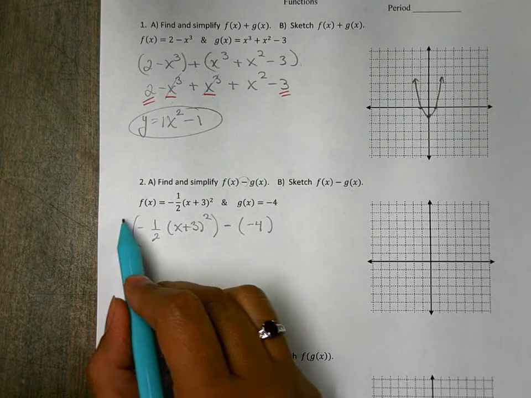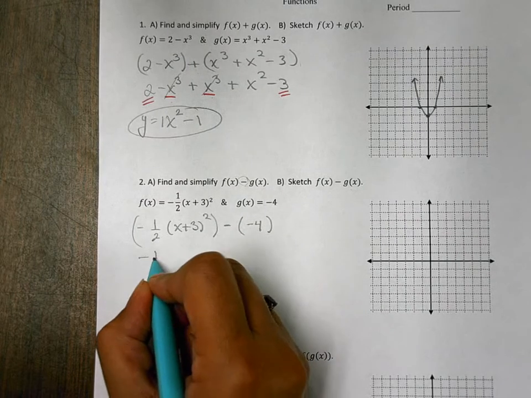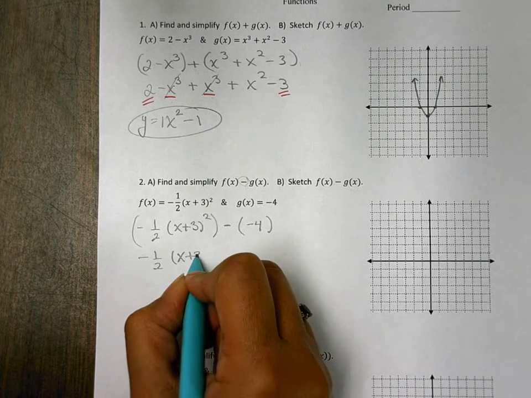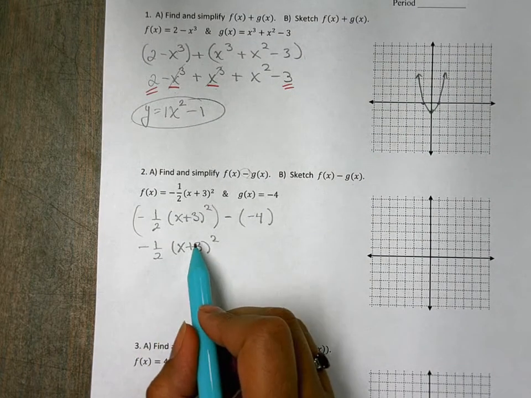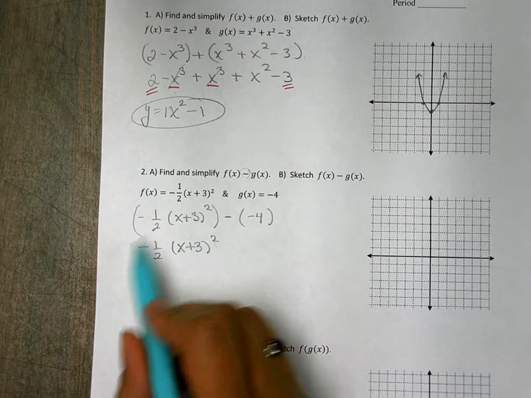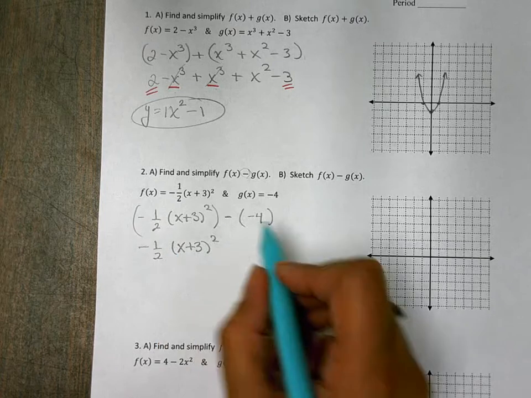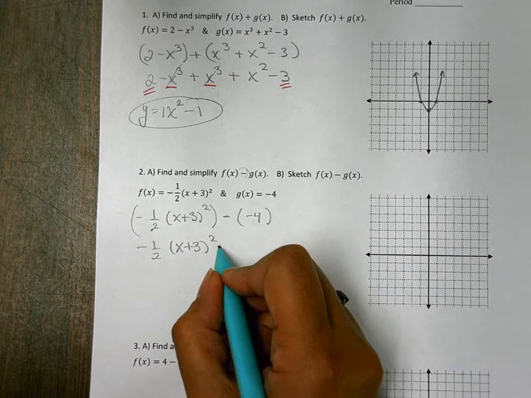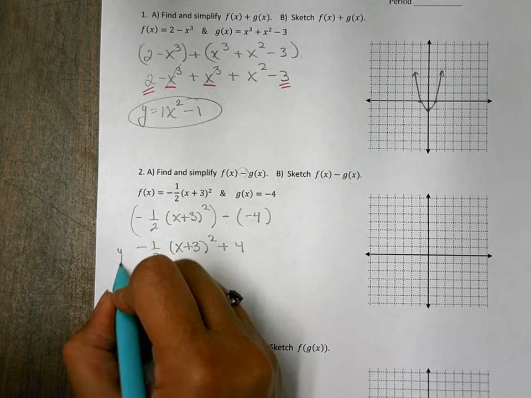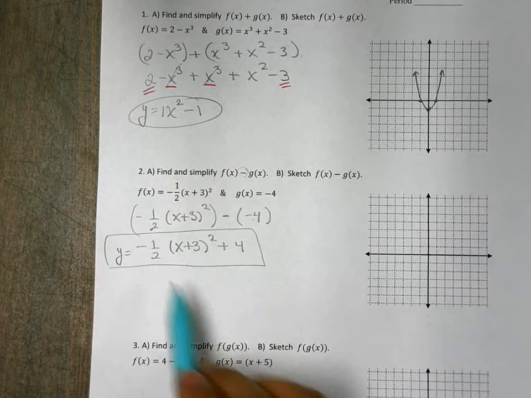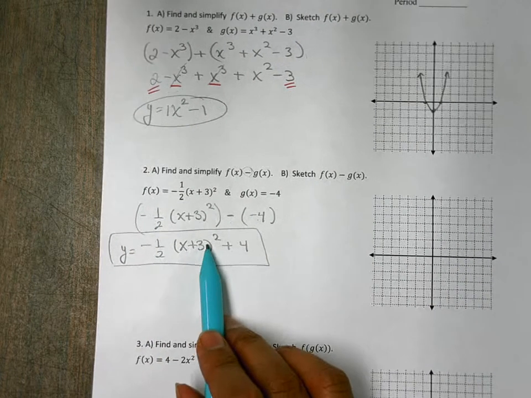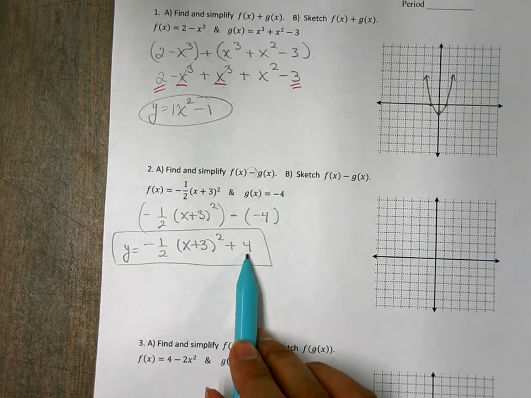Okay, there's nothing to distribute out here, so I'm going to drop the parentheses: negative 1/2 times the quantity of x plus 3 squared. And even if I wanted to, I cannot distribute that negative 1/2 because of that squared. So this is staying like that. Minus negative 4, that does change to a positive 4. And that's as far as I can go. This is what I'm going to graph: negative 1/2 times the quantity of x plus 3 squared plus 4.